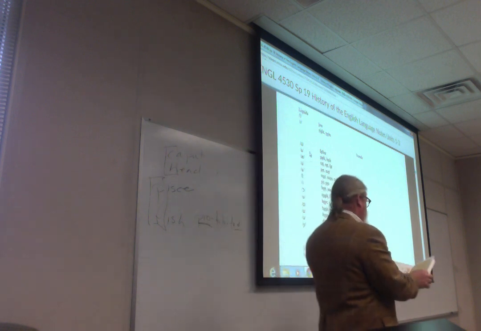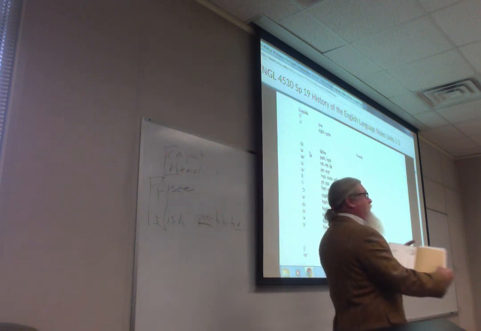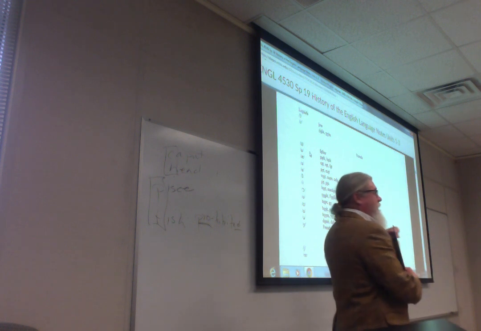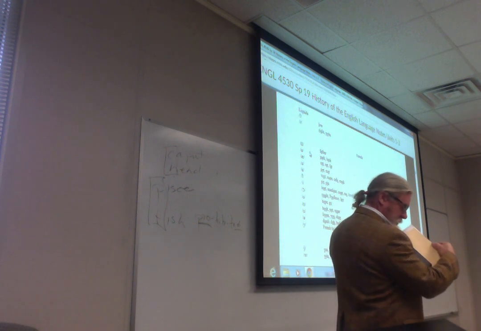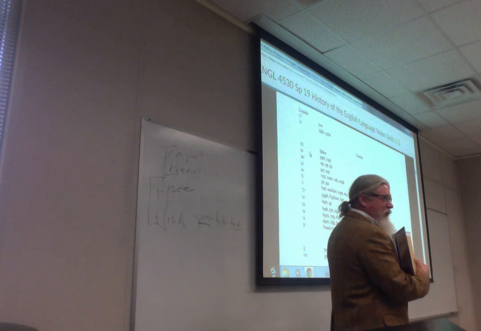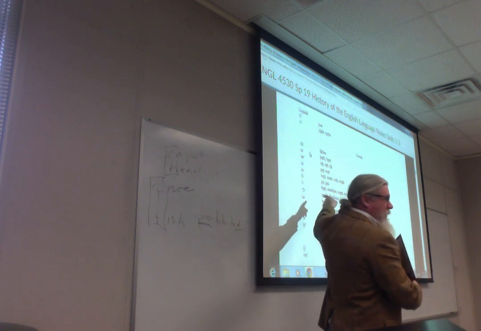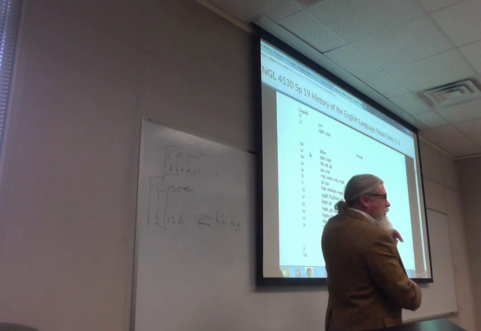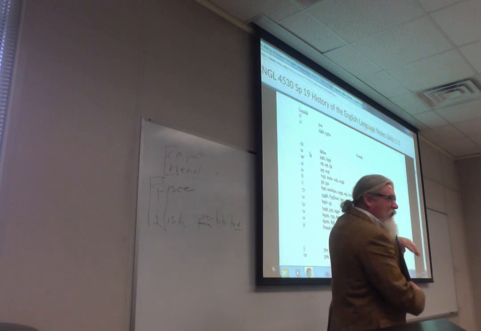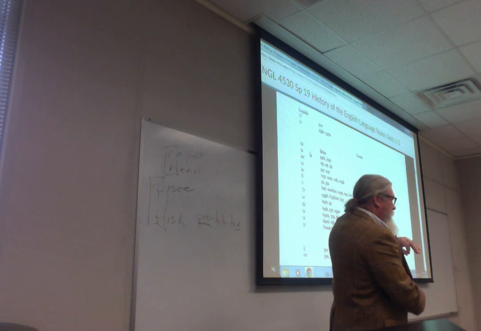You've got the International Phonetic Alphabet revised to 2005 in the front of your book. There are about three times more symbols on this page than there are here. Why? Because this is representing all sounds in all languages.